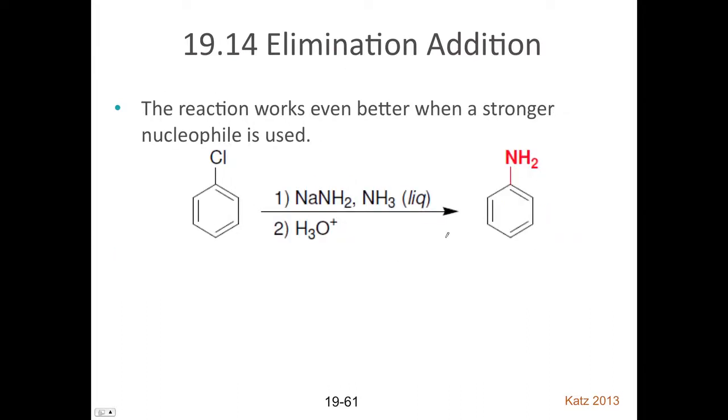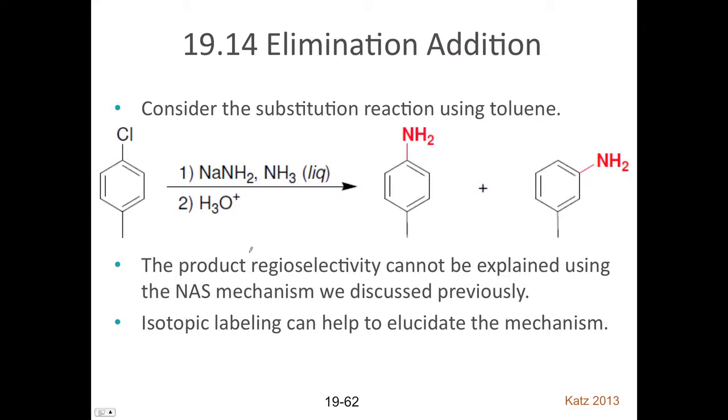All right, the reaction works even better when a stronger nucleophile is used. So you use sodium amide followed by liquid ammonia, and the second step here is going to be the protonation event after that. How could this possibly happen? What's the mechanism that this goes by? When you treat this guy here with sodium amide followed by liquid ammonia, you get that guy, followed by your protonation. So your regiochemistry, or regioselectivity, cannot be explained using nucleophilic aromatic substitution. So there must be some other mechanism at work here.